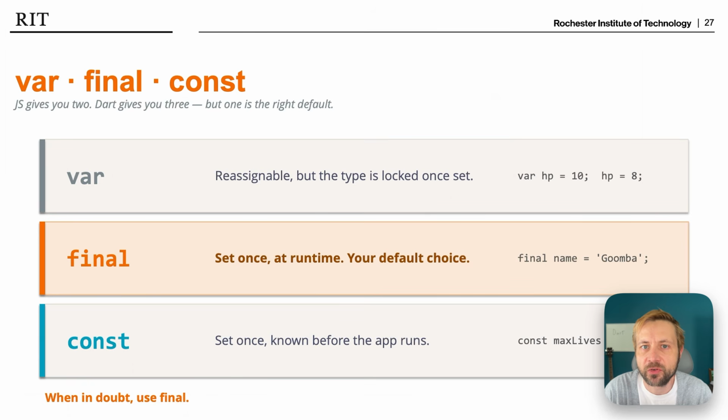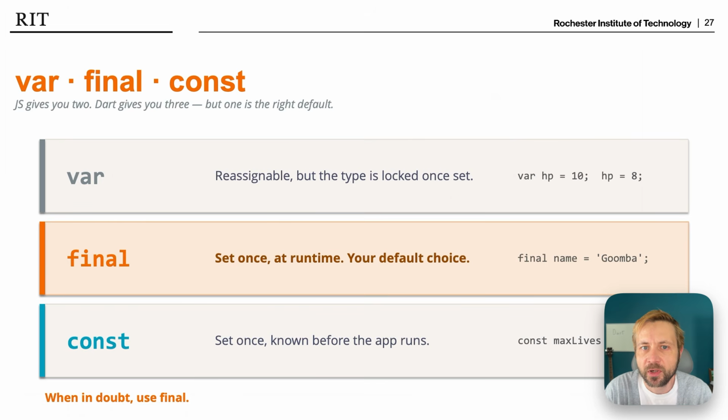Final you can set once and never reassign. Like const in JavaScript mostly, use it for values you don't know until the app is running, but that won't change once you've got them, like something the user types in, or a result you calculate. Const is also set once, but stronger. The value has to be known before the program even runs. A hard-coded literal, a fixed number.